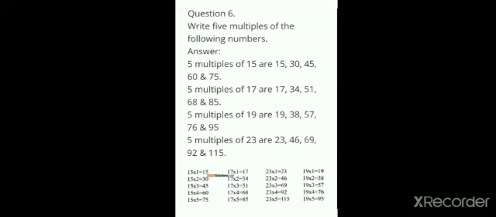How is it possible? Let us see. 15 ones are 15, 15 twos are 30, 15 threes are 45, 15 fours are 60 and 15 fives are 75. And here 17 ones are 17, 17 twos are 34, 17 threes are 51, 17 fours are 68, 17 fives are 85. And here 23 ones are 23, 23 twos are 46, 23 threes are 69, 23 fours are 92, 23 fives are 115. And for 19, 19 ones are 19, 19 twos are 38, 19 threes are 57, 19 fours are 76, 19 fives are 95.